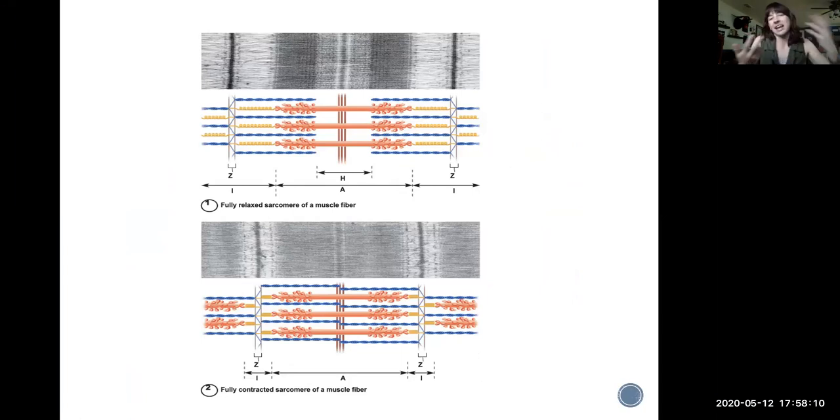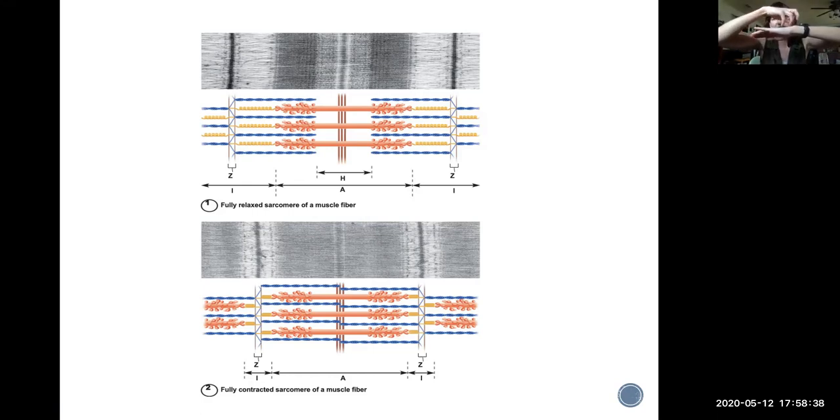So it only can happen if calcium is pulling those tropomyosin filaments away from the binding sites on actin. Because normally when there's no calcium, the tropomyosin is blocking the binding sites. And so the myosin of the thick filaments just sits there because it can't bind to anything. It's being blocked.